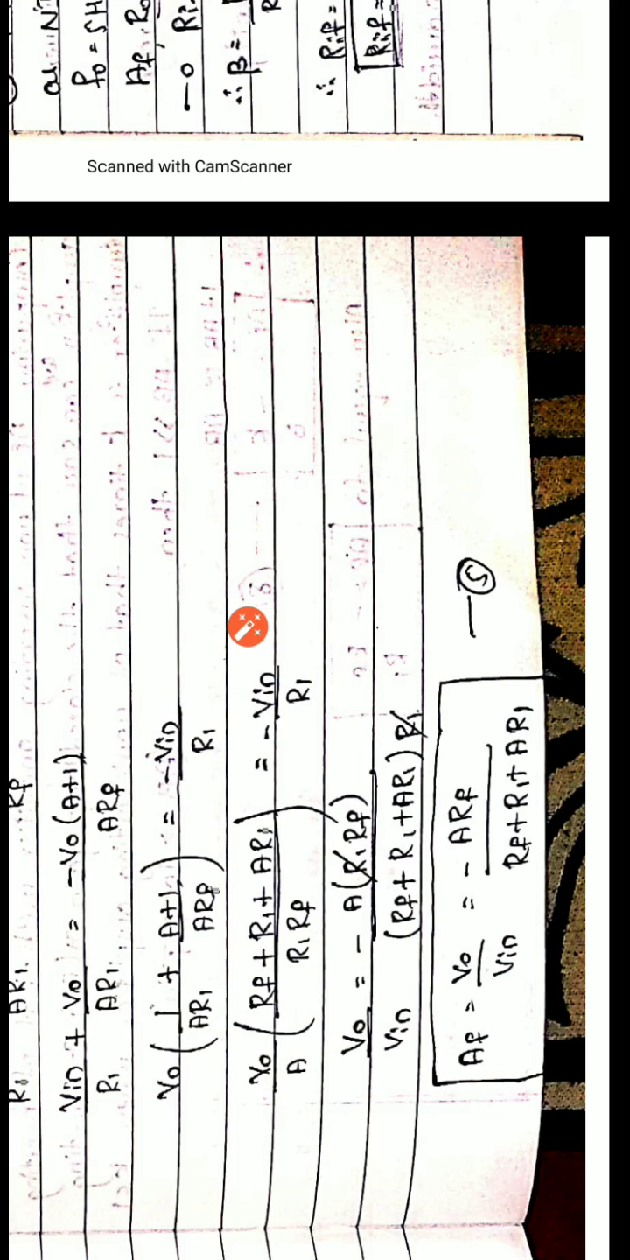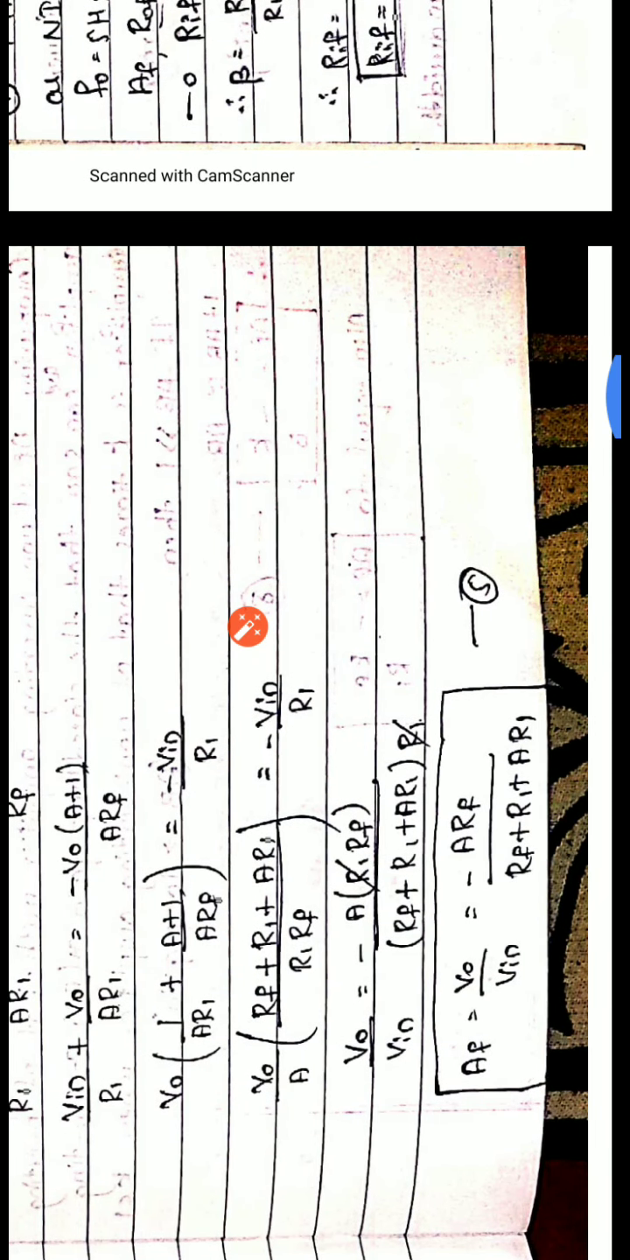This equation needs to be rearranged. Here V0 is on the left, Vn is taken to the LHS and A is taken to the RHS. So V0 by Vn becomes A, and this is multiplied here, it becomes R1 into RF divided by RF plus R1 plus AR1. R1 is there already. Now R1 gets cancelled, and what we are left with is ARF divided by RF plus R1 plus A into R1. So this is the actual expression for closed loop voltage gain in terms of resistance and gain.